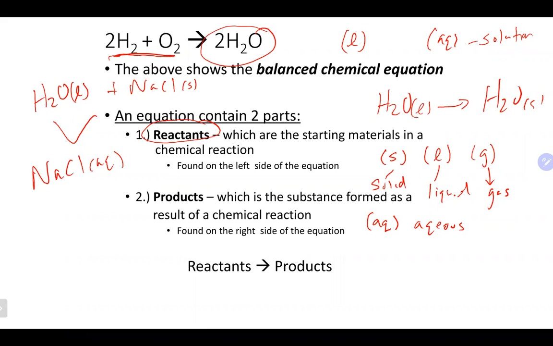So something that is aqueous is typically made by taking something and dissolving it in something else, like water. Water is sometimes referred to as a solvent.